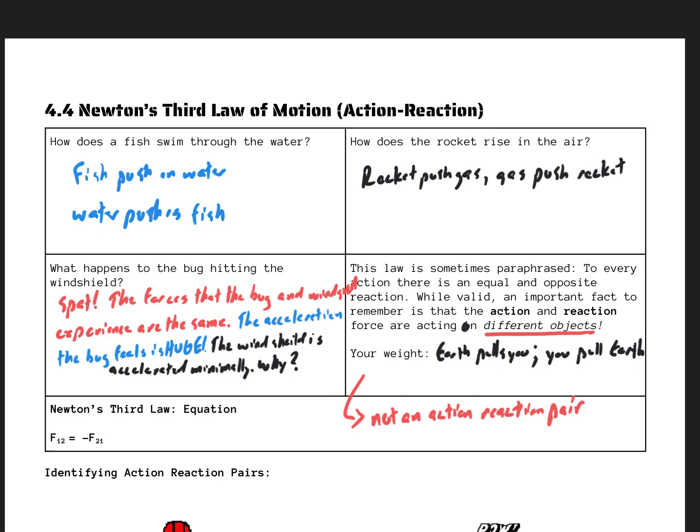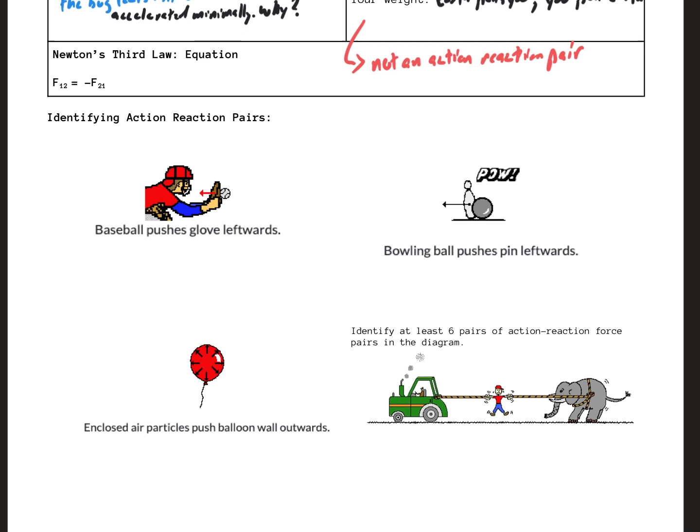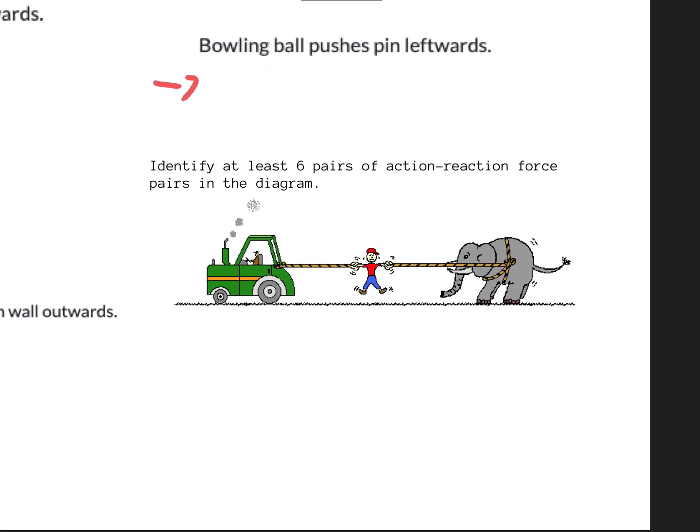To describe action-reaction pairs, I have a couple of little things down here. Identifying action-reaction pairs: ball pushes glove leftwards. What would be the action to this? Bowling ball pushes pin leftwards. I want you to fill these in and figure out what's going on there. And this diagram here at the bottom is a really nice way to illustrate what's going on. I want you to identify 6 pairs of the action-reaction force pairs in the diagram.